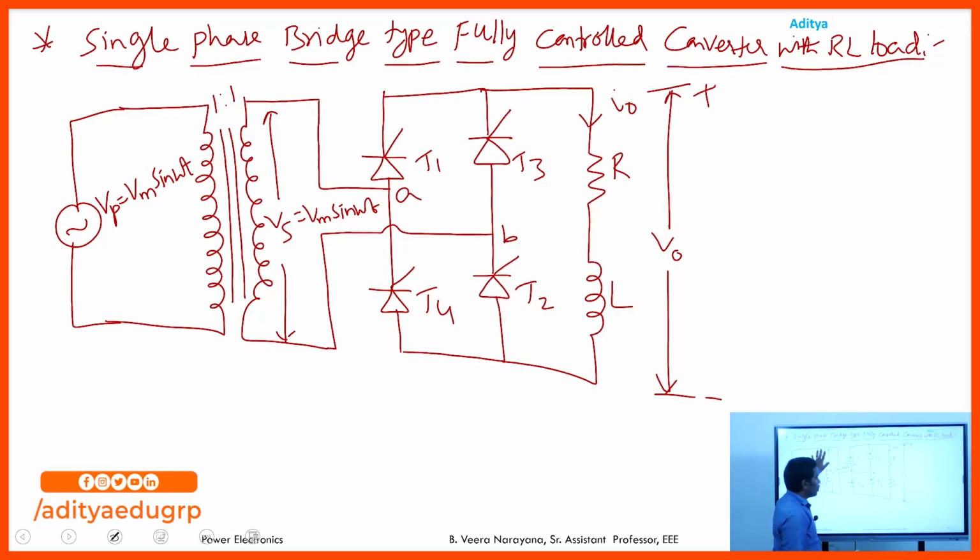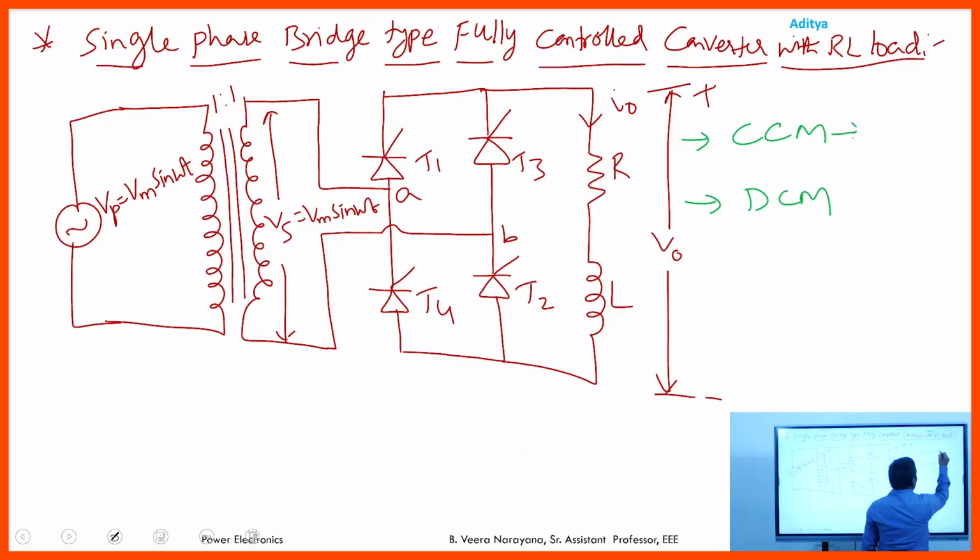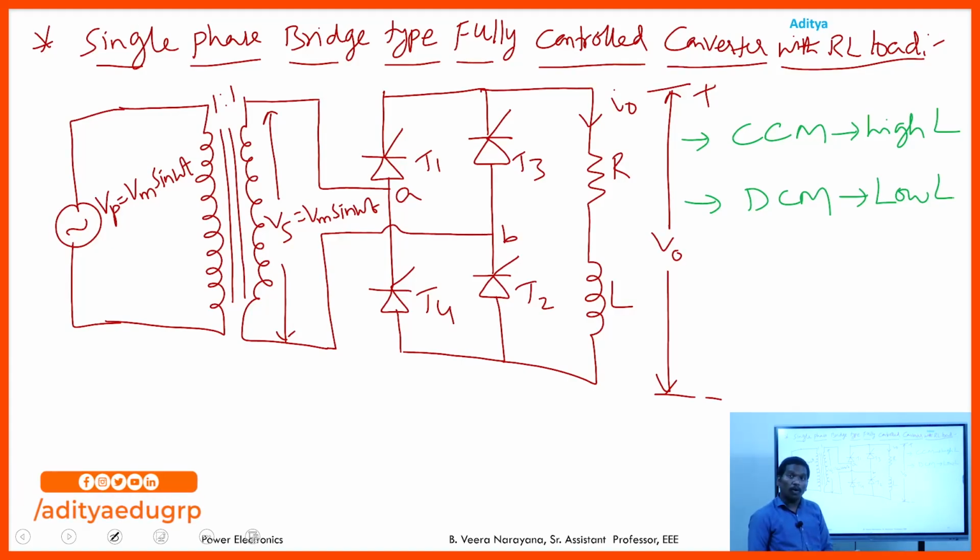Here it consists of one isolation transformer, 4 ideal SCRs, and R and L. The series combination of resistor and inductor is considered as the load for this bridge type fully controlled converter. Depending upon the value of the inductor, the converter operates in two modes: one is the continuous conduction mode and the second is the discontinuous conduction mode. The converter operates in continuous conduction mode for a high value of the inductor, and in discontinuous conduction mode for a low value of the inductor.